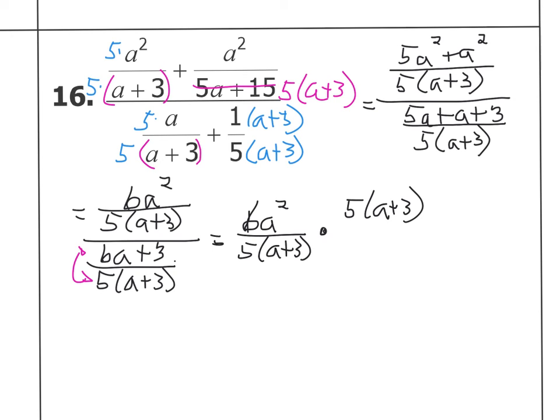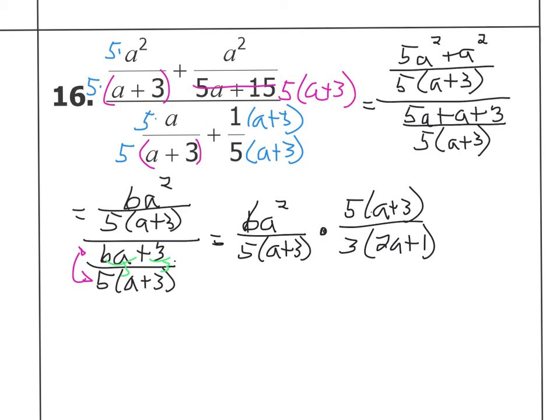And then we are going to factor out a 3 from here. So we're going to divide this by 3 and divide that by 3. And so we're going to have a 3 out in front. 6a divided by 3 is a 2a. 3 divided by 3 is a 1. Okay, now we're ready to cancel.